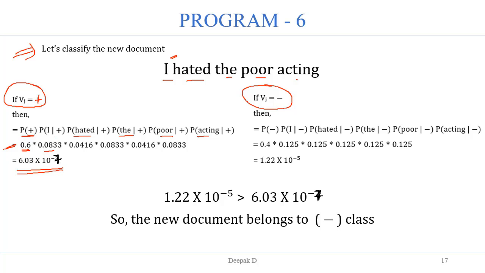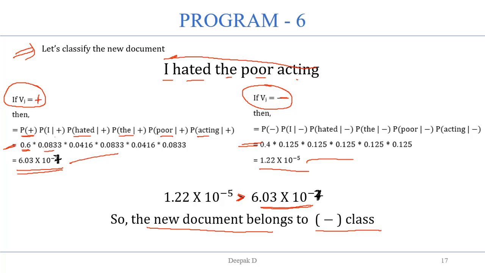Similarly, we need to calculate the probability value of these words given the negative class. Substitute the values in this formula and you will receive the value 1.22 times 10 to the power of minus 5. So compare these two values. When you compare them, 1.22 times 10 to the power of minus 5 is greater than this value. So I can say that my new document belongs to the negative class. This is how we classify test data based upon your training data.